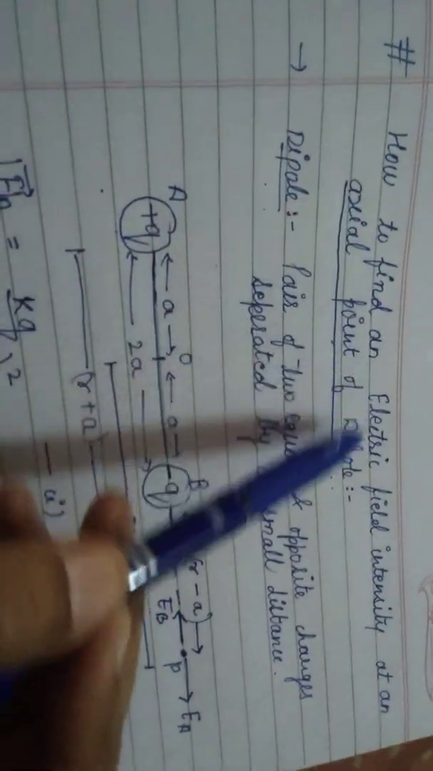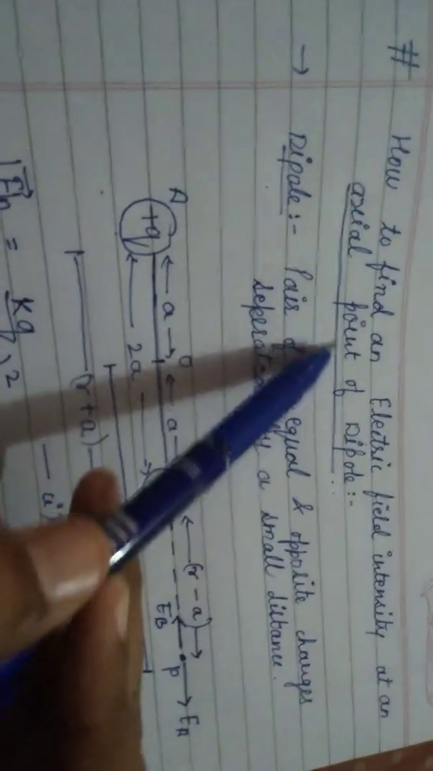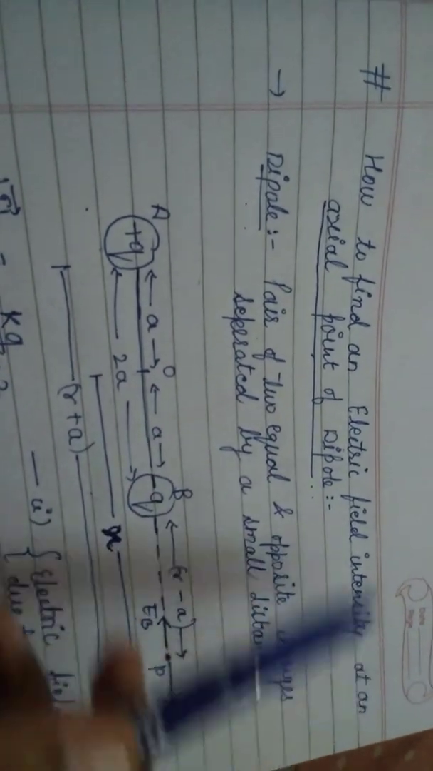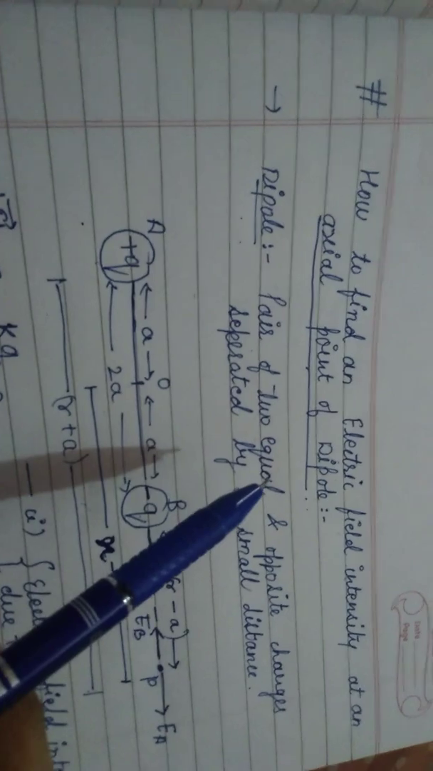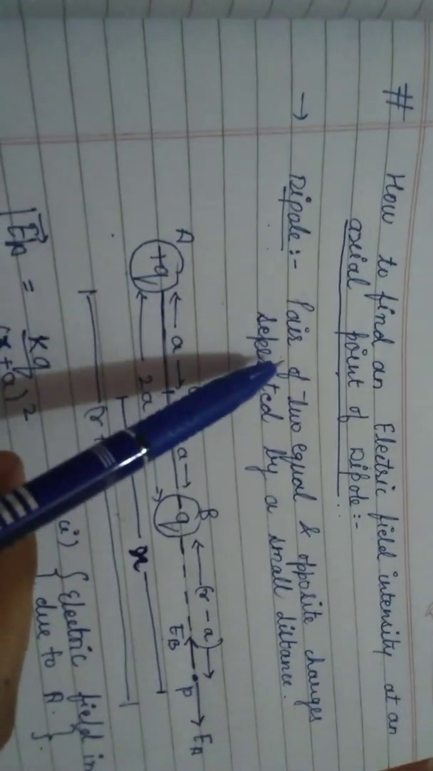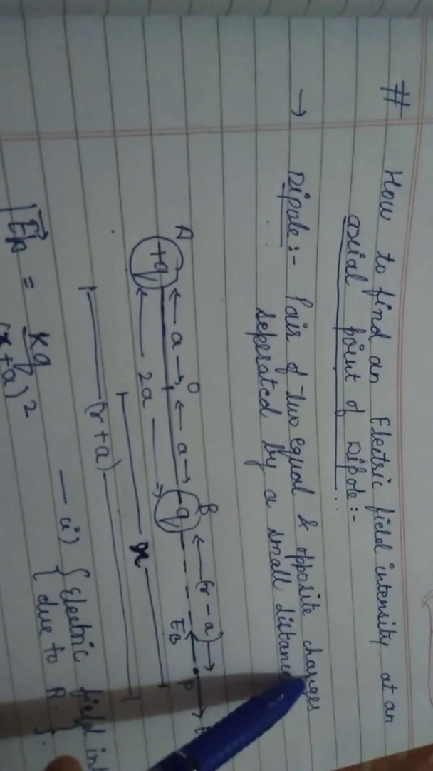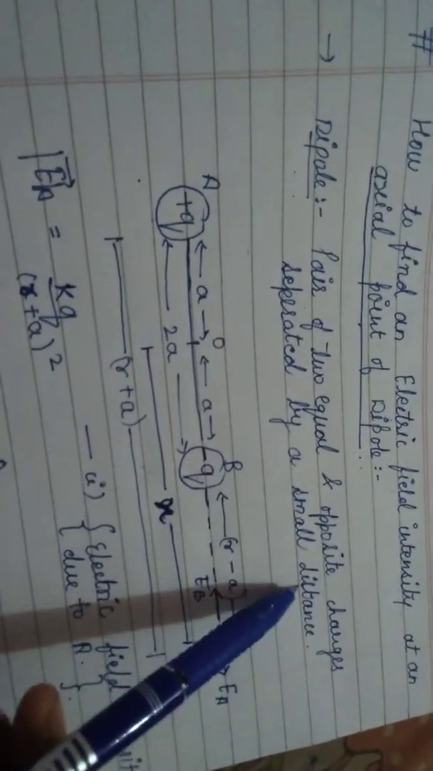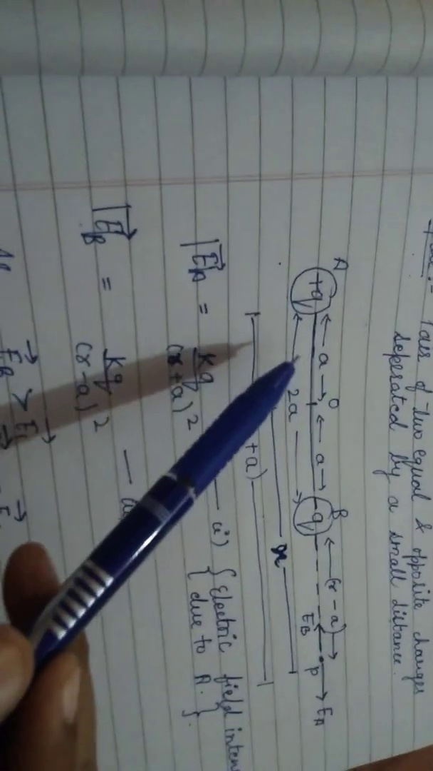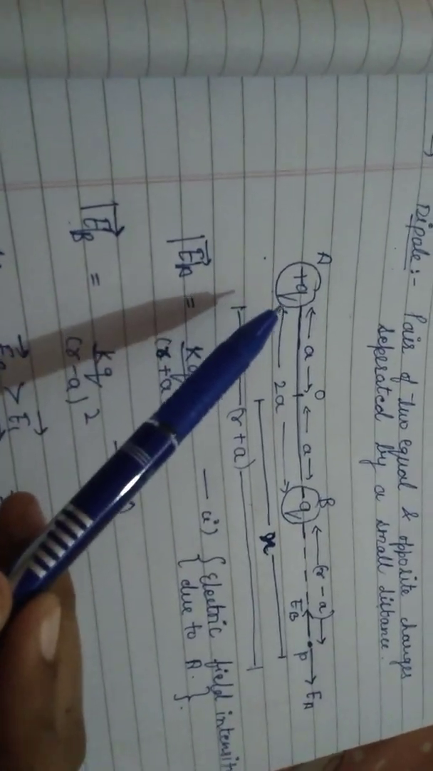How to find an electric field intensity at an axial point of dipole. To find electric field intensity at an axial point of dipole, first we have to understand the term dipole. A dipole is nothing but a pair of two equal and opposite charges separated by a small distance. To derive the electric field intensity at an axial point, we have to consider a dipole.